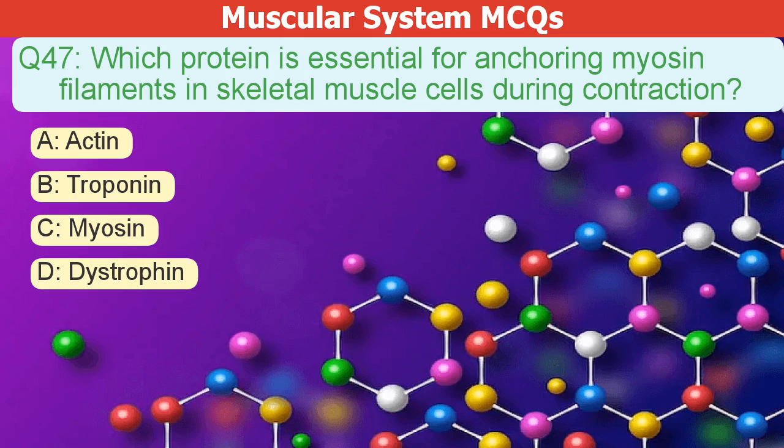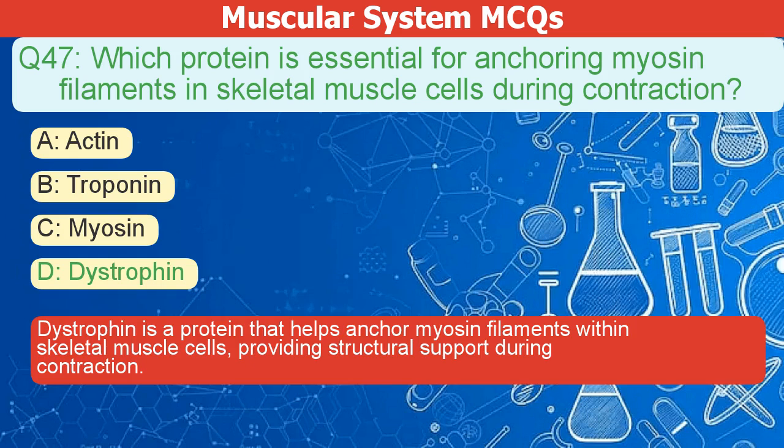Which protein is essential for anchoring myosin filaments in skeletal muscle cells during contraction? A. Actin. B. Troponin. C. Myosin. D. Dystrophin. The correct answer is D. Dystrophin is a protein that helps anchor myosin filaments within skeletal muscle cells, providing structural support during contraction.